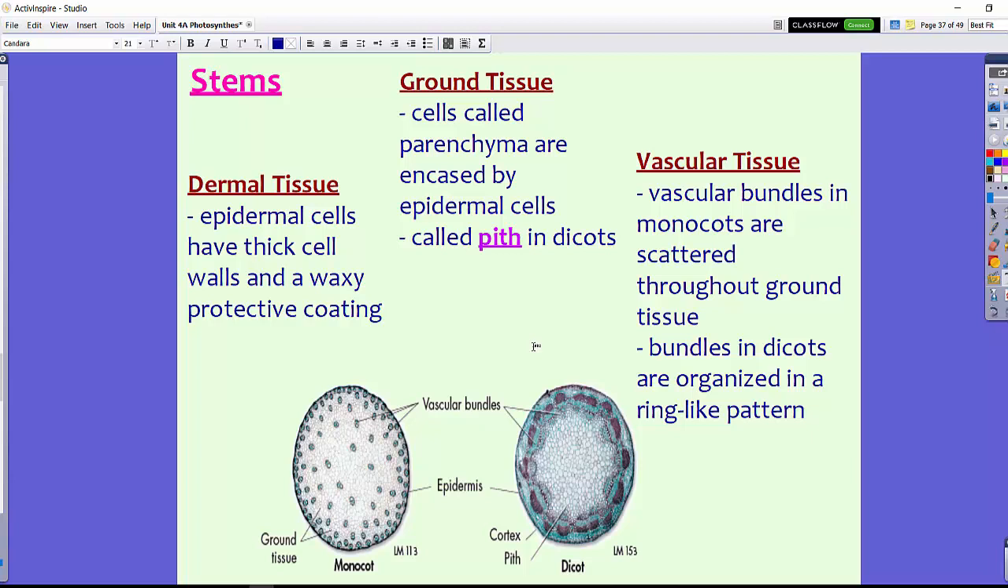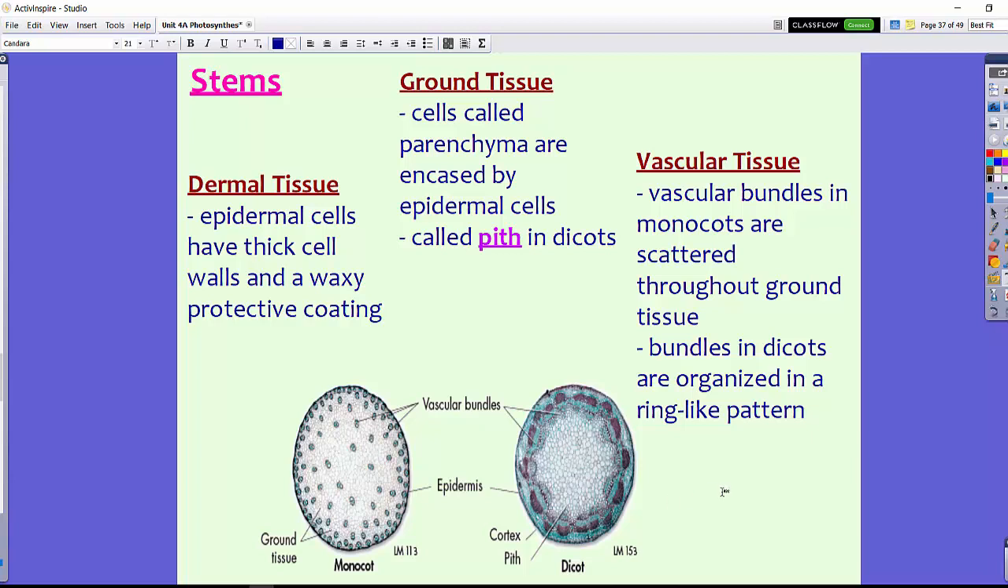We also have ground tissue, and the ground tissue in stems is mainly made of cells called parenchyma, and these parenchyma cells are encased in epidermal cells. So if we're looking at the cells here, you can see that all this inside stuff, all of these layers, are considered to be ground tissue. Now in dicots, this ground tissue is called pith, and that's what you see in this picture over here on the right. It's all of this stuff that's inside here. That's all ground tissue.